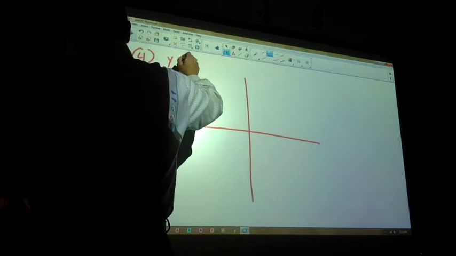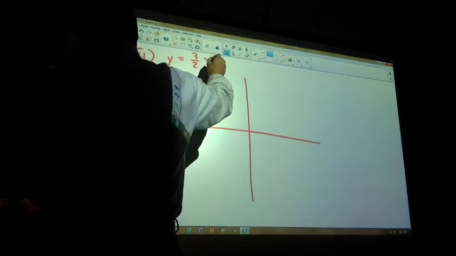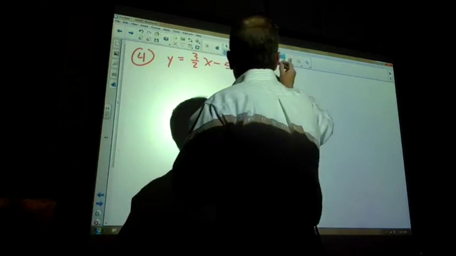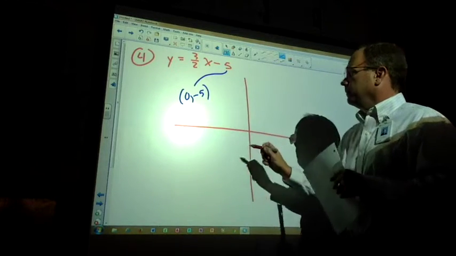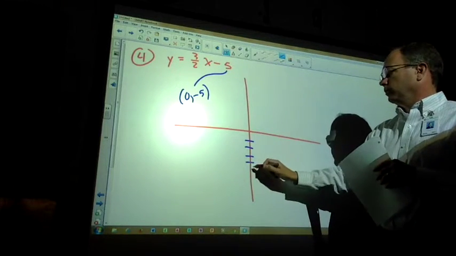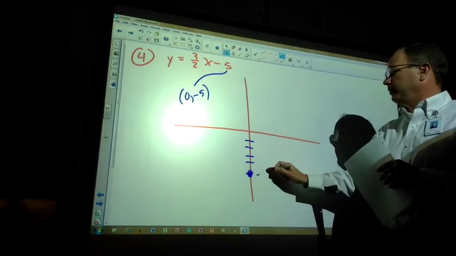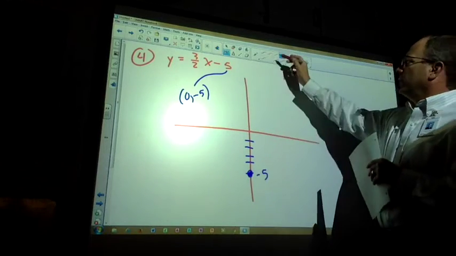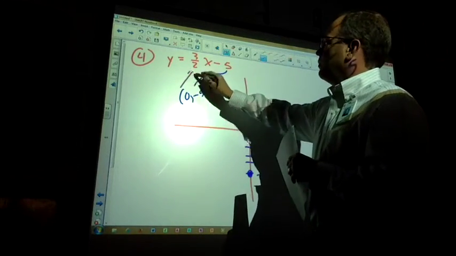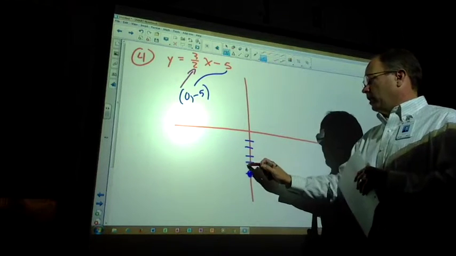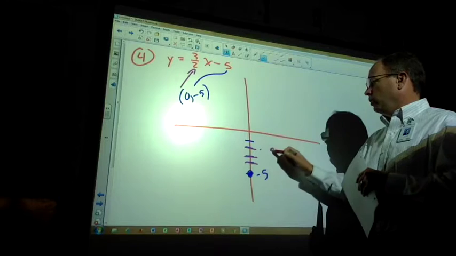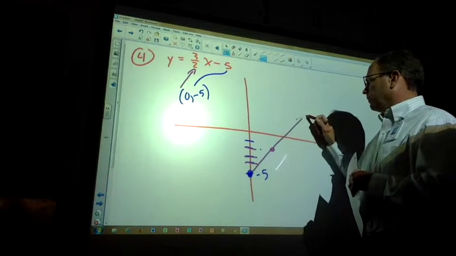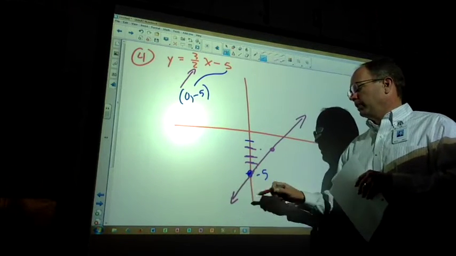Can I get the equation y equals 3 over 2x minus 5? Still with me? My y-intercept is going to be 0, negative 5. Agree? Put a dot. Then from there, I'm going to find my slope. So from this dot, I'm going to go up 3 and to the right 2. Done.